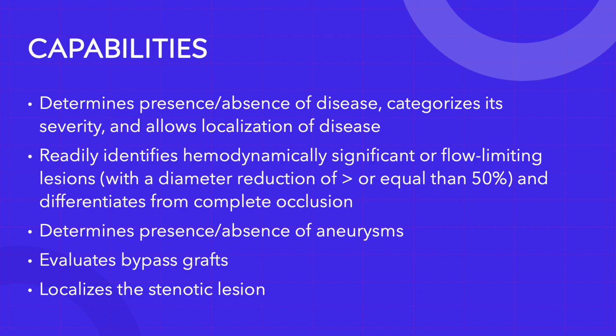It's going to help us determine the presence or absence of an aneurysm. An aneurysm is a dilation of the artery. We'll consider it an aneurysm if the dilation doubles in size. It's going to help us evaluate a bypass graft and, again, localize a stenotic lesion. A stenotic lesion is just a stenosis or a blockage in the artery.